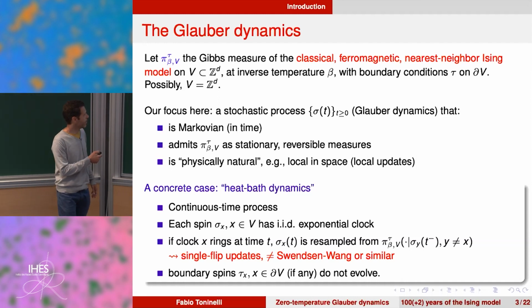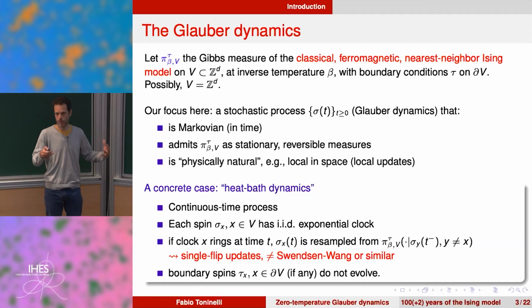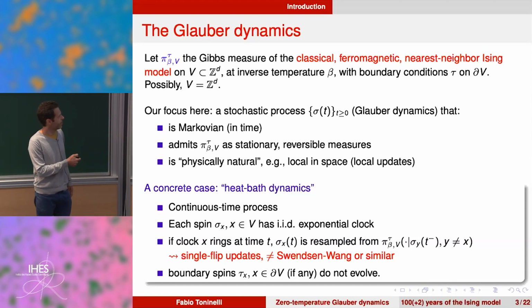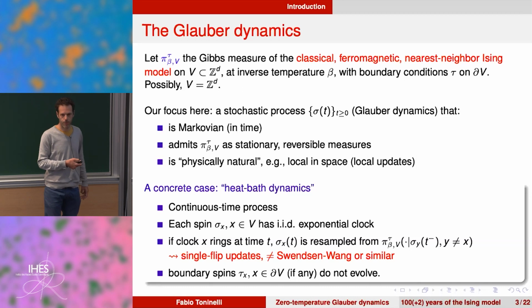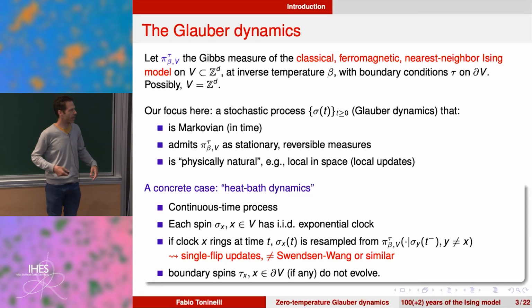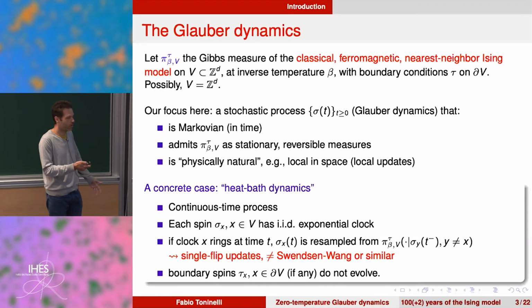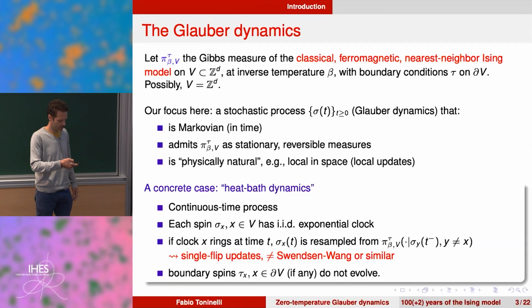The boundary spins obviously don't evolve, so the boundary conditions are fixed once and for all. The updates are really single flip updates. Every time you update a single spin. So this is very different from Swendsen-Wang type of algorithm where you would flip entire clusters. Very different, also very interesting, but I'm looking rather at this single flip dynamics. I hope the definition is clear. I didn't write down the generator, but you can do that.